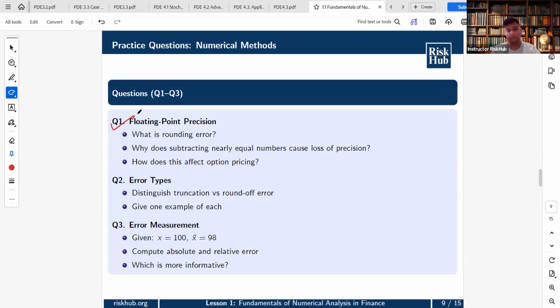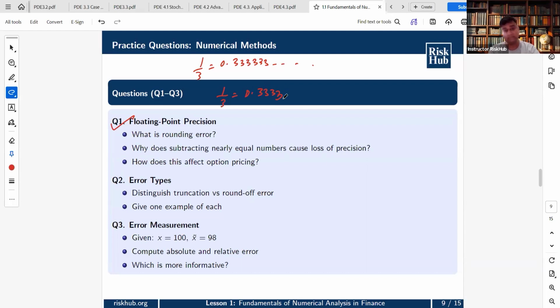Now the second question, just listen to the answer. What is rounding error? Basically, rounding error is a small error created when a computer stores a number approximately instead of exactly. Let's say 1 by 3. 1 by 3, we know that, right? 1 by 3 will be 0.3333333, right? So the computer approximation will be what? 0 point, maybe 4 digits, right? 0.3333. This difference is rounding error.